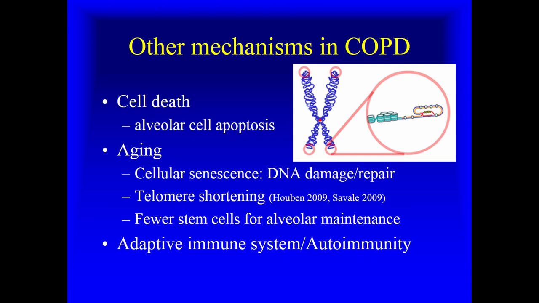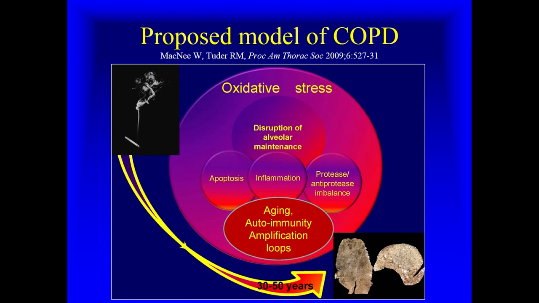As mentioned before, COPD is a disease of aging, and there are biological processes related to aging which are important in COPD, including cellular senescence, DNA damage, and inaccurate or impaired DNA repair. We know that telomere shortening may be important in COPD, and overall there are fewer stem cells for the maintenance of the alveoli in COPD. I mentioned before the importance of the adaptive immune system and the lymphoid follicles, as well as the potential for autoimmunity perpetuating COPD.